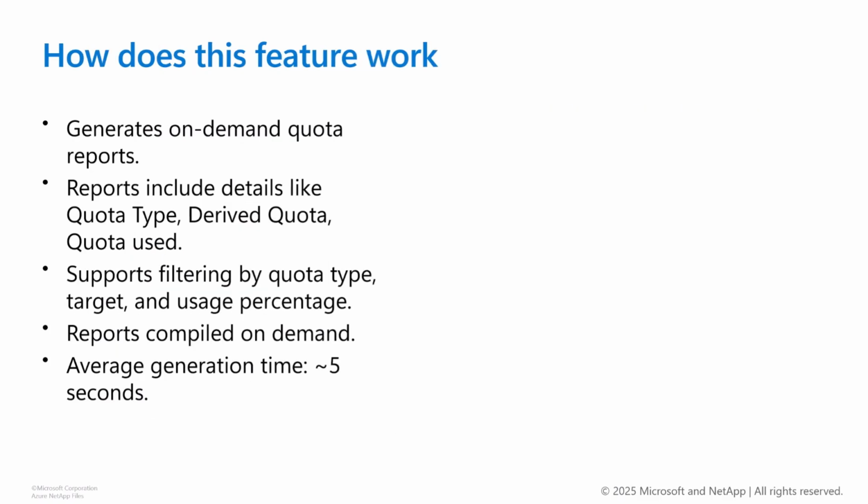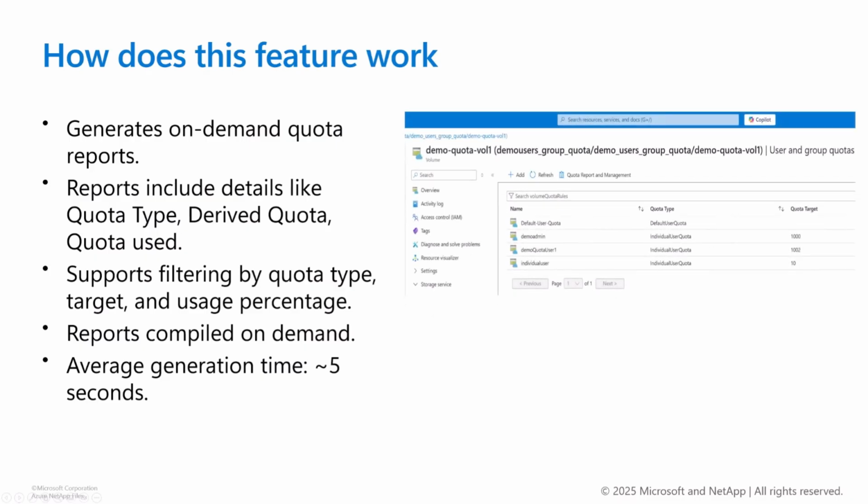How does this feature work? It generates on-demand reports for volumes with quota rules. Reports include details like quota type, derived quota, quota target, quota used, quota limit, and percent used. It supports filtering by quota type, target, and usage percentage. Reports are sorted by percentage used and capped at 1,000 entries.